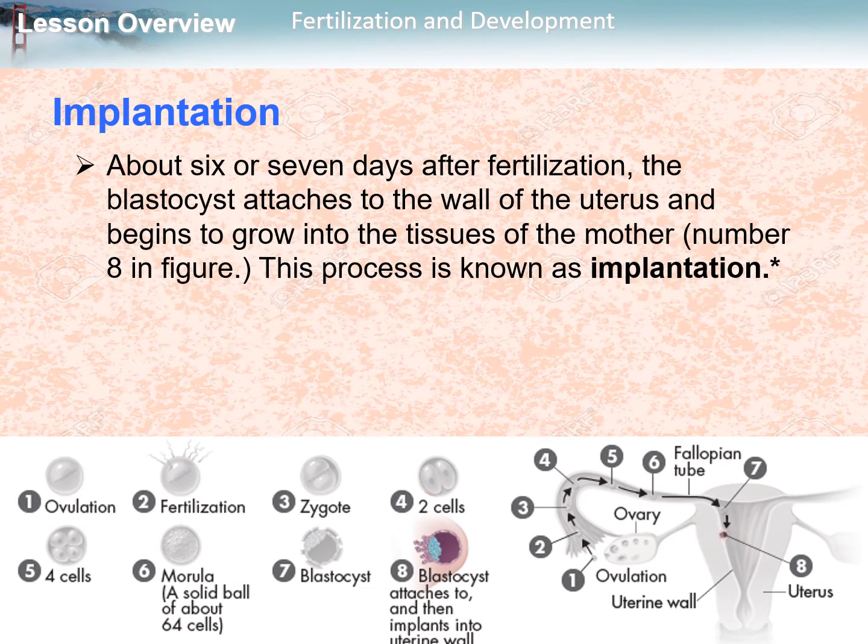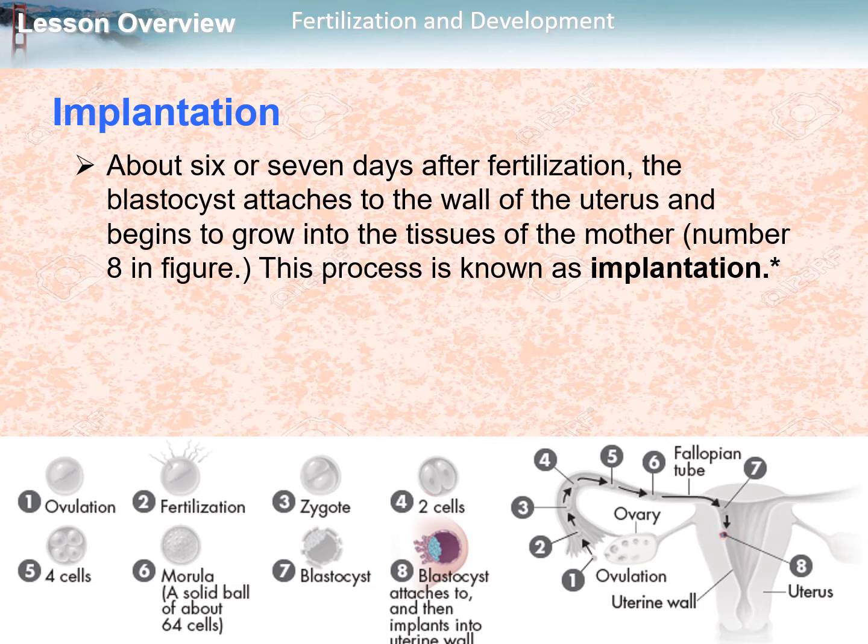About 6 or 7 days after fertilization, the blastocyst attaches to the wall of the uterus and begins to grow into the tissues of the mother. If you look at the figure, number 8 at the bottom, this process is known as implantation. After implantation, cells in the blastocyst begin to specialize or differentiate, resulting in the development of the various types of tissues in the body.